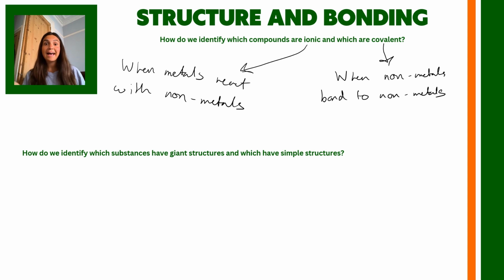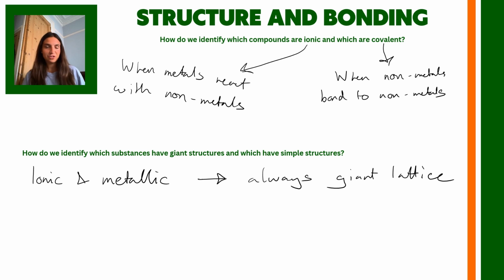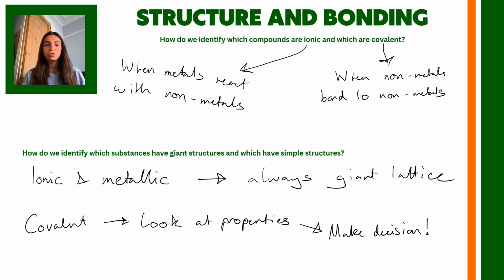Well, for ionic and metallic, it's relatively straightforward because those are always giant lattice structures. For covalent, it's a little more tricky, and you have to really look at the properties of the substance to make a decision. So, for example, you could look at their boiling point, and if it has a very high boiling point, then it is a giant structure, or if it has a low boiling point, it's a simple structure. Maybe you could look at conductivity or solubility as well.